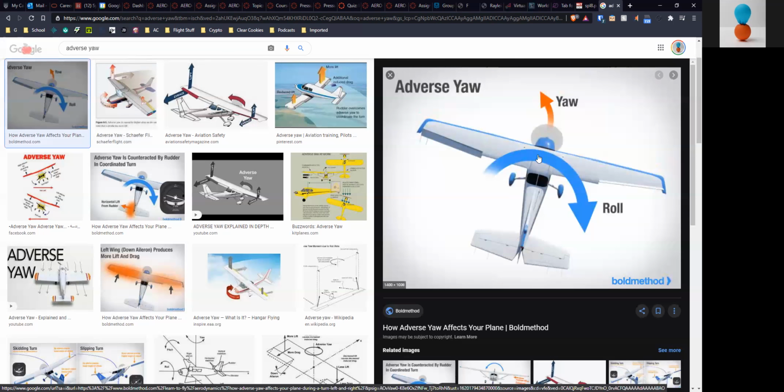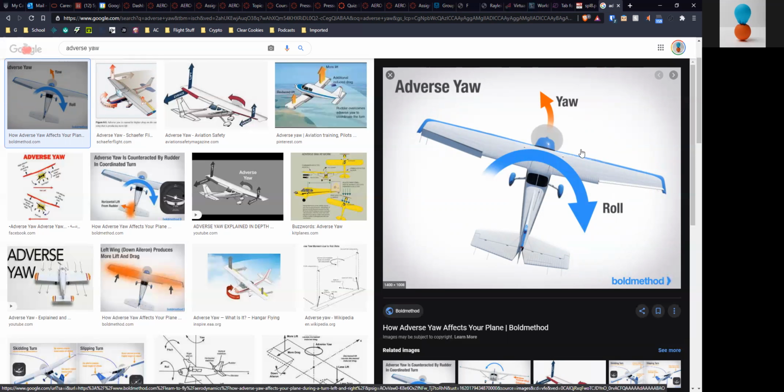And if you're coordinated, your nose is pointing at your velocity vector, and you just use the rudder to maintain coordination. So if something happens, like a gust of wind or adverse yaw or whatever that would make you uncoordinated, you just use the rudder to return to or stay coordinated. And there's a little instrument in the plane that helps you make sure you are coordinated.